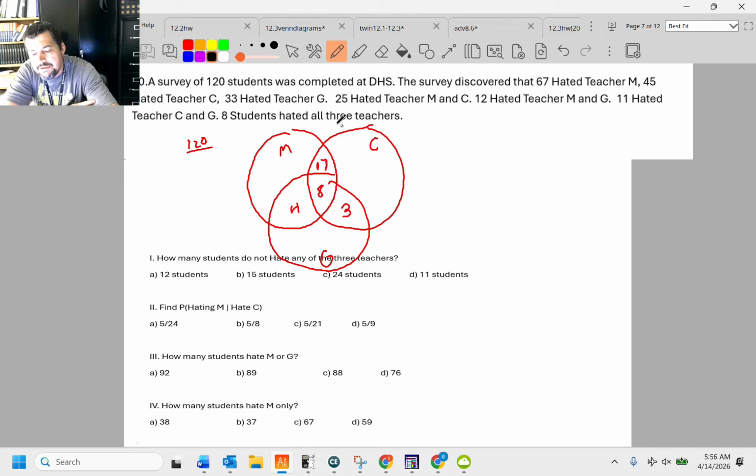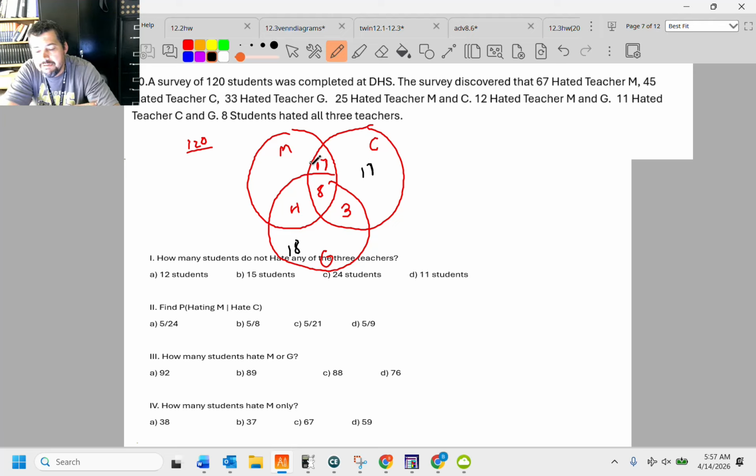Now it says 33 did not like G. Well, if you look at G right now, you got 4 and 8, which is 12. You got 15. That means that there are 18 kids left for that circle to be complete. 45 disliked secret teacher C. So there's 28 currently. 3 and 17 is 28. We need to get to 45. I feel like that's a 17. Yeah, it is.